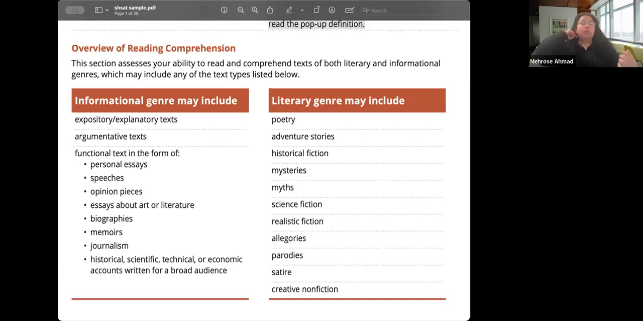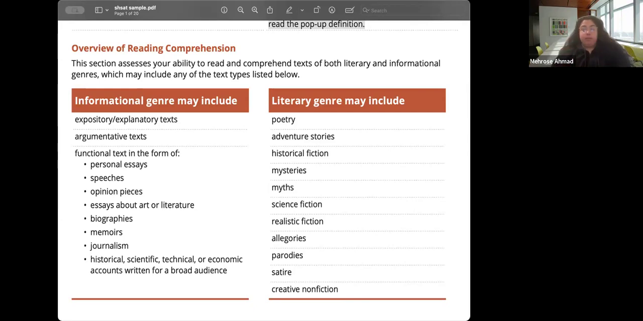Okay. So, what is important to look at here? As you can tell, the reading comprehension section is now emphasizing both informational genres and literary genres. This is also a change compared to earlier SHSATs, where I would say the primary focus would be on fictional passages. Now you see that they are emphasizing both fiction and nonfiction passages.